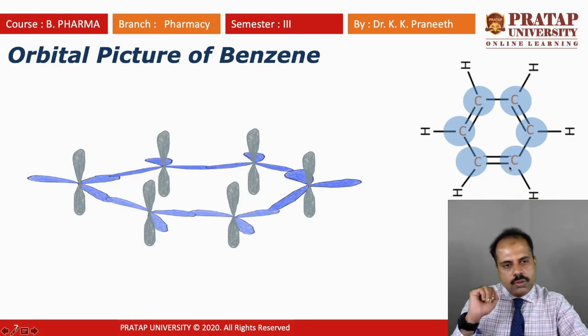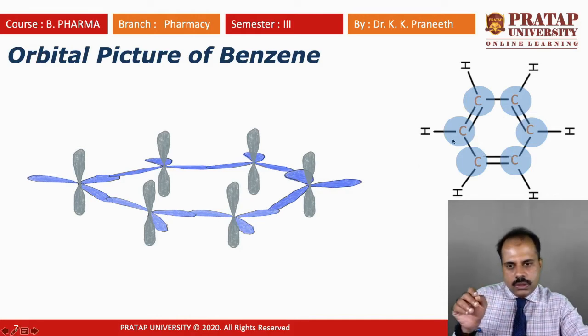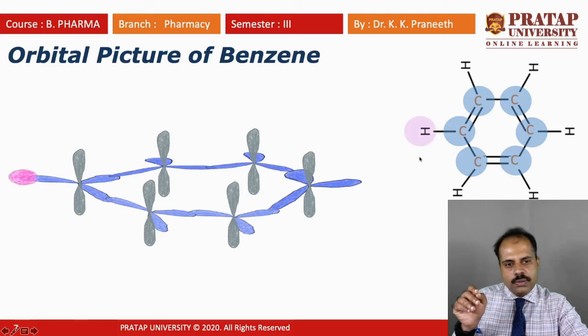Now what is left now? There are two things left. One is hydrogen, carbon-hydrogen bond formation is left, and the pi bond, the double bond formation is left. So the carbon and hydrogen bond will form. This I have shown in this orbital diagram picture.